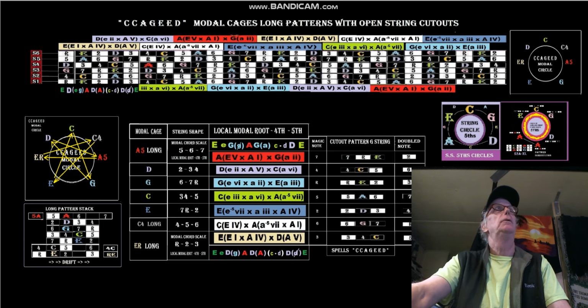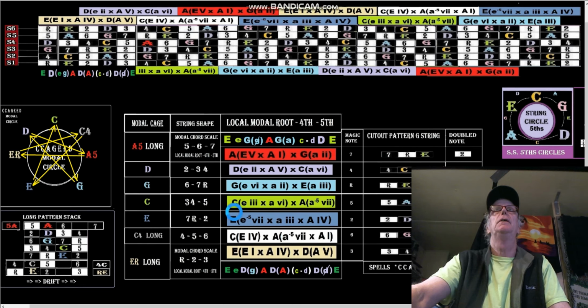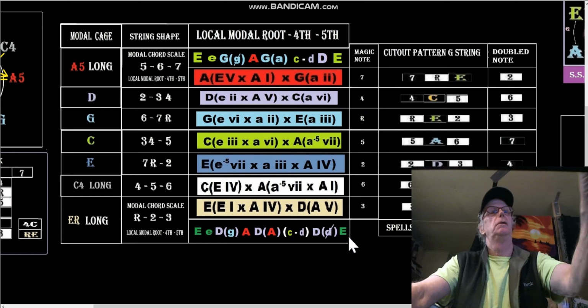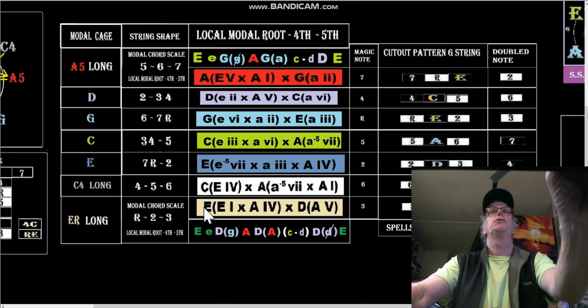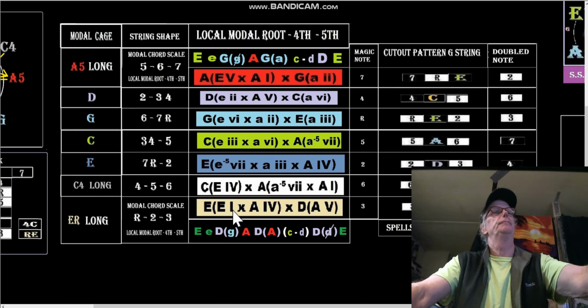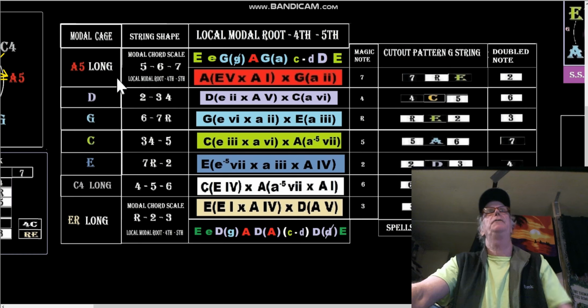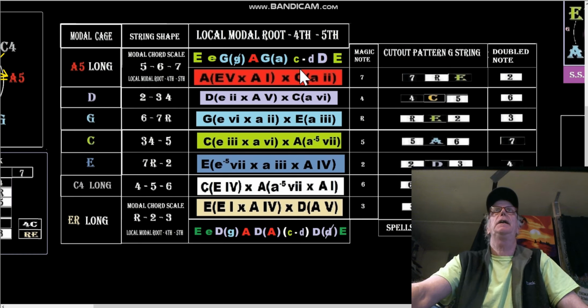Alright, so I've explained the difference now between the full modal and just 1, 4, 5. Okay, so I've done that for the A cage also.